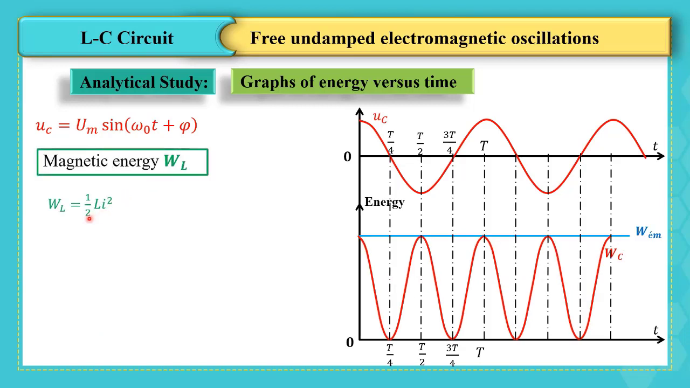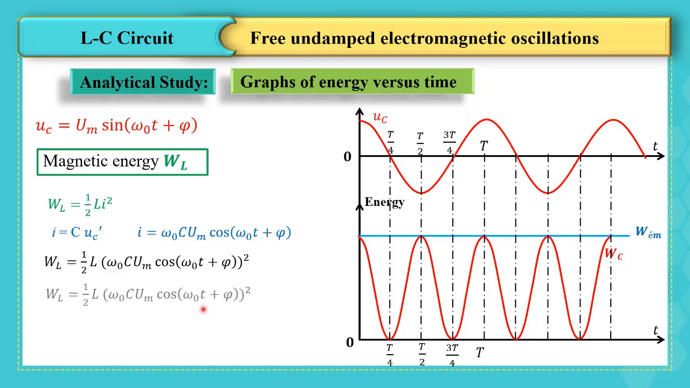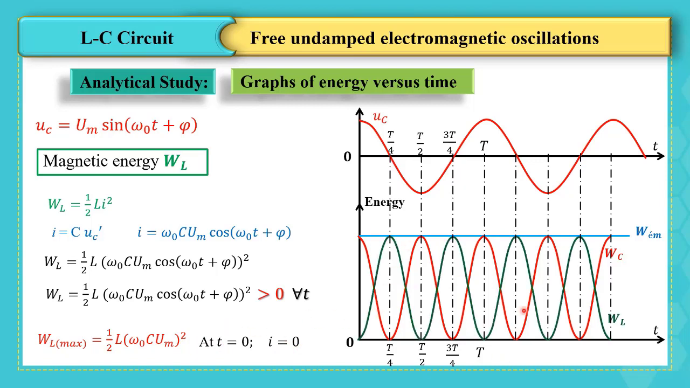Now the magnetic energy is equal to half L i squared, since i equal C UC prime, so i equal omega 0 C U maximum cosine(omega 0 t plus phi). So W magnetic will be equal to half L times (omega 0 C U maximum cosine(omega 0 t plus phi)) squared, which is also a positive value. So W maximum magnetic equal half L (omega 0 C U maximum) squared, and at t equals 0, i equals 0, and so the magnetic energy is 0. So the curve of magnetic energy will have a sinusoidal form starting from 0.